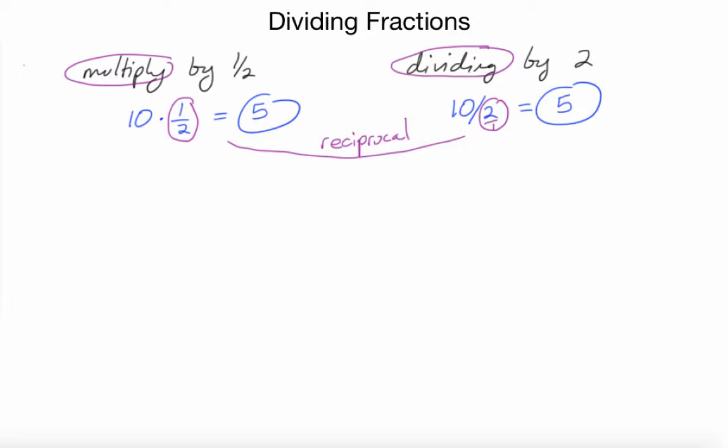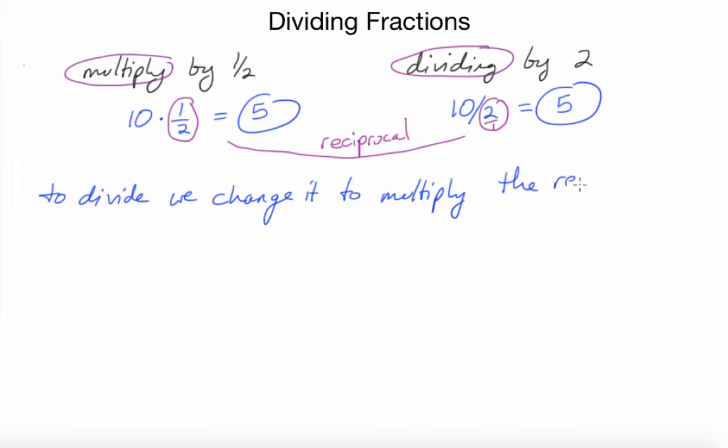So when we talk about doing division with fractions, to divide, we change it to multiplying, but by the reciprocal. In other words, 10 divided by 2 over 1, as we just did, is the same as 10 times 1 over 2. That's the reciprocal.